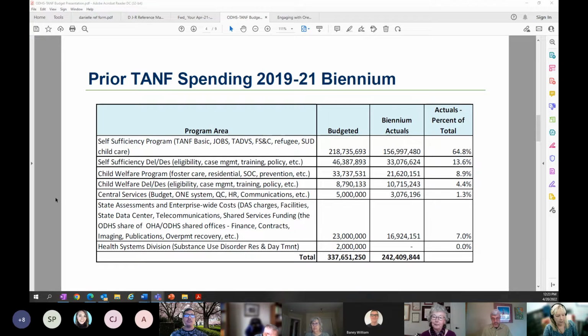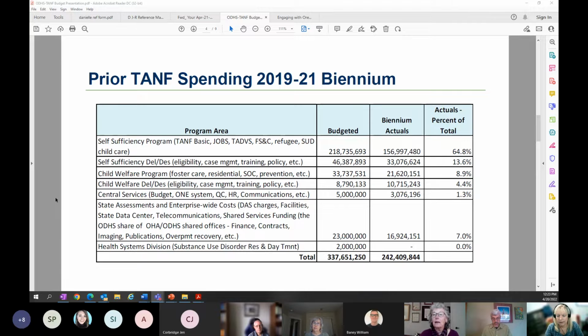And that's what fed into conversations in February session about some of the new investments that were made into the budget for the current biennium. Thank you.